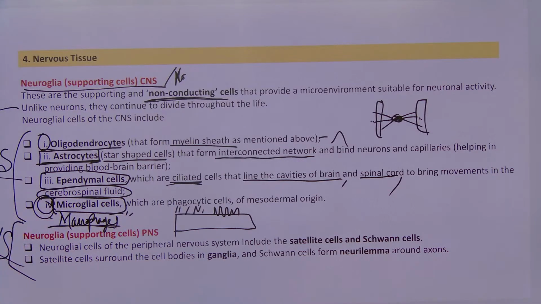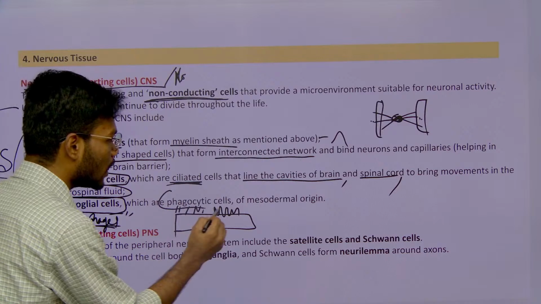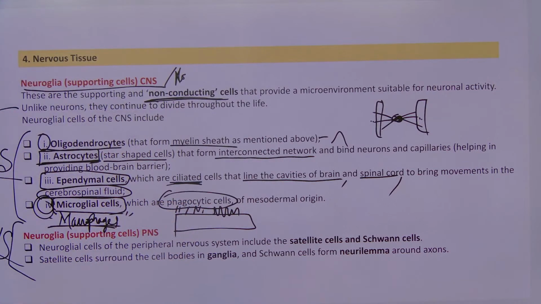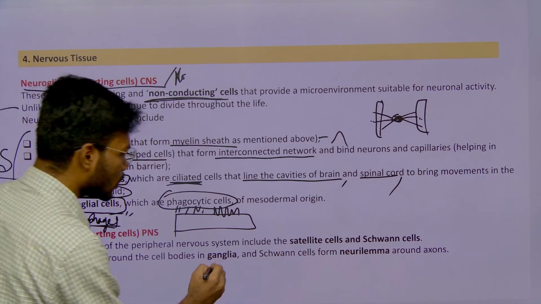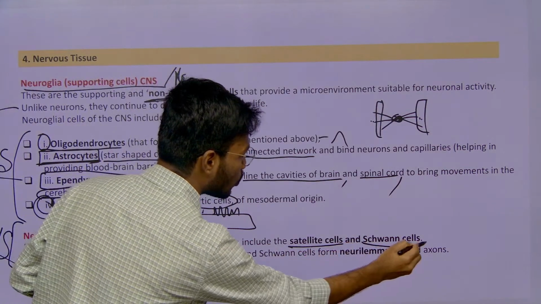What is the function of microglial cells? Whenever there is a pathogen or debris present in the brain, it goes and engulfs those particular cells. Phagocytosis happens. That is done by this macrophage, the microglial cells. Very important. Four cells are included in the central nervous system, and in the peripheral nervous system there are two cells, satellite cells and Schwann cells.